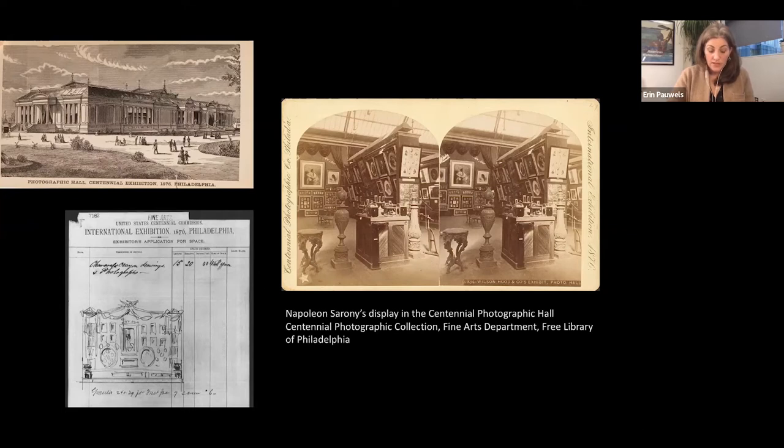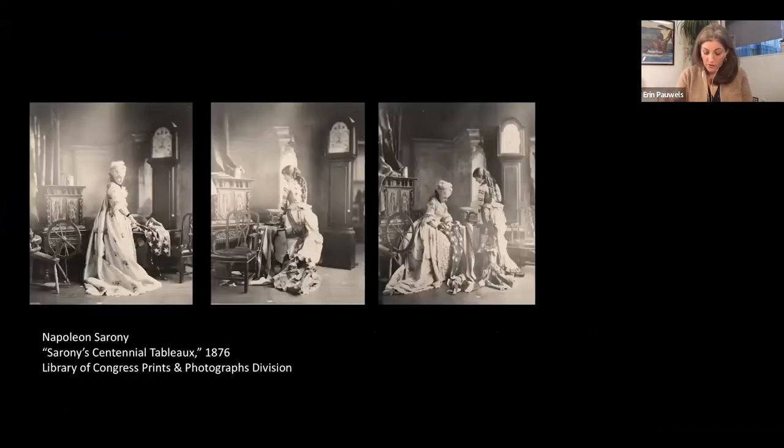Sarony's exhibit, which you see here both in his exhibitor's application sketch and captured in a stereograph by Frederick Gutkunst, typified the balance that period photography struck between variety and containment, by consolidating a diverse array of photographic portraiture forms within a curtained theatrical frame. And this theme was carried over into the individual photos that Sarony had on display. Among the cabinet cards and pastel tinted enlargements in the booth was a series of large format staged photographs grandly titled Sarony's Centennial Tableau. You see those here.